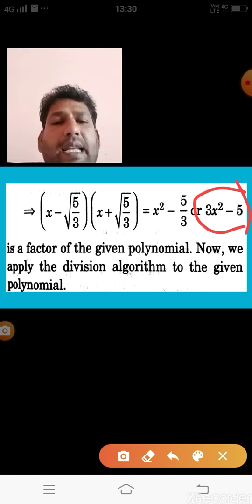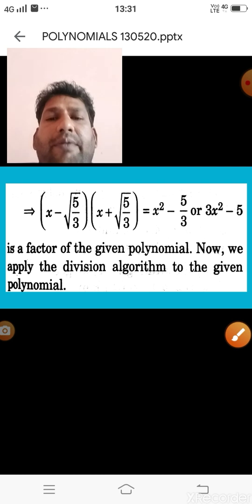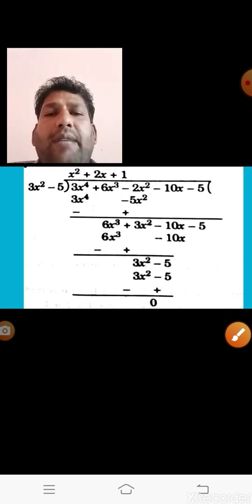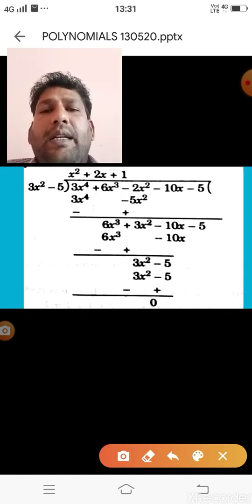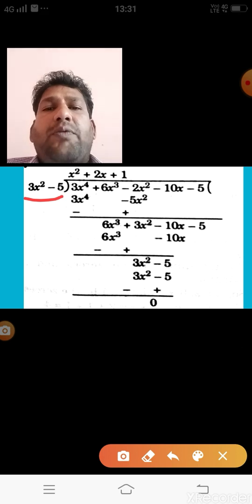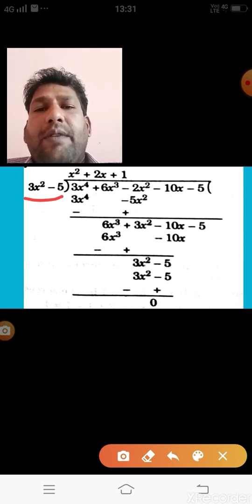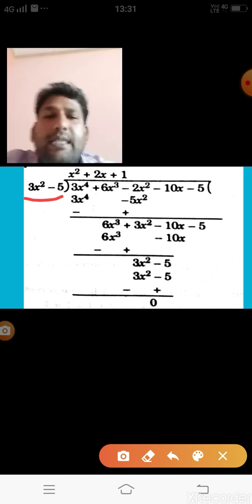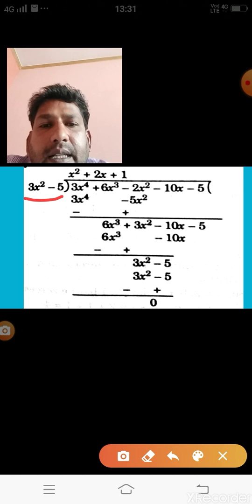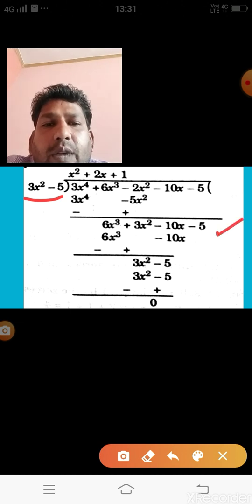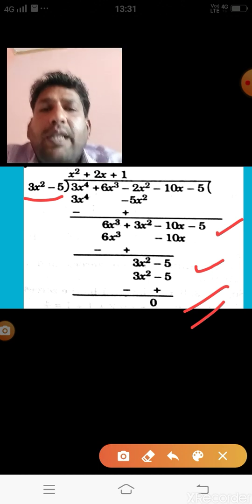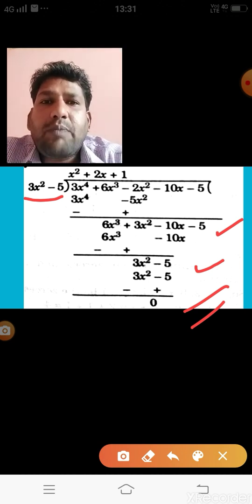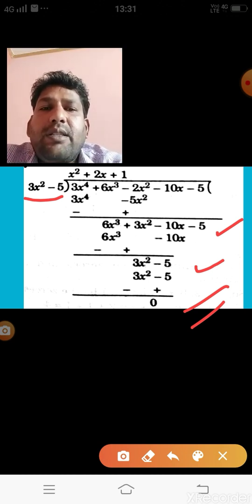Now, by the division algorithm, we divide the given polynomial by 3x square minus 5. Following the steps, first we get the quotient x square, then 2x, then 1, and here we get the remainder 0, because we are dividing by a factor of the given polynomial. For this reason we get remainder 0.